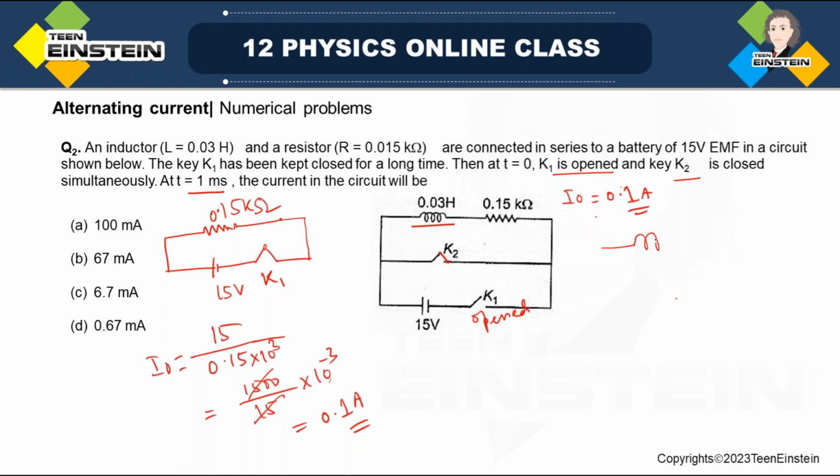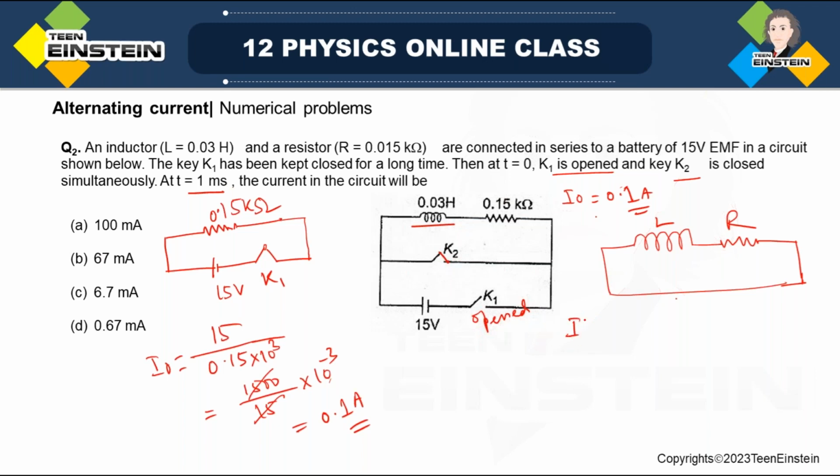So here you look, now this L will act, because the battery is not giving any support now. So what will happen? Whatever current was flowing will actually decay through the inductor and the resistor. So this is L and this is R. Current was flowing, that is I0 is the maximum current. Now you have to find out what is the current after some time.